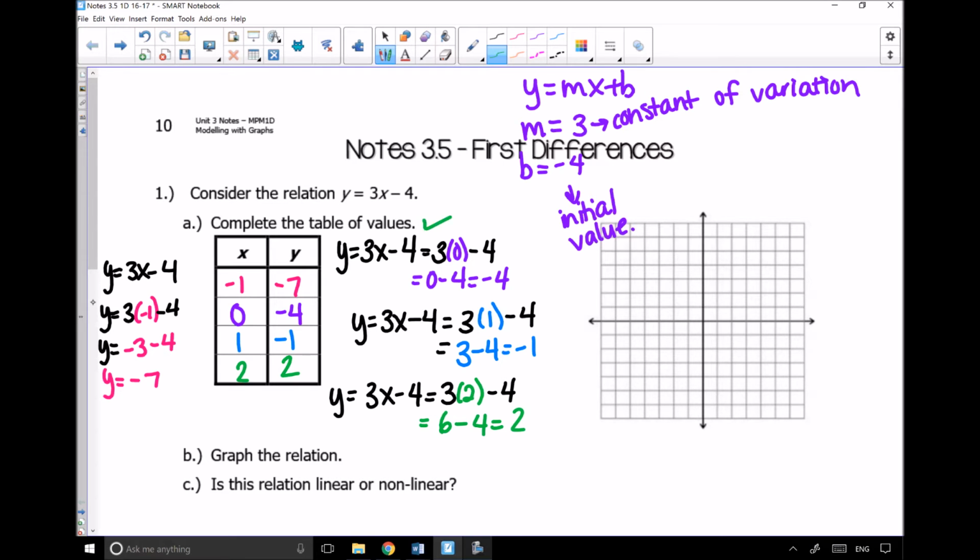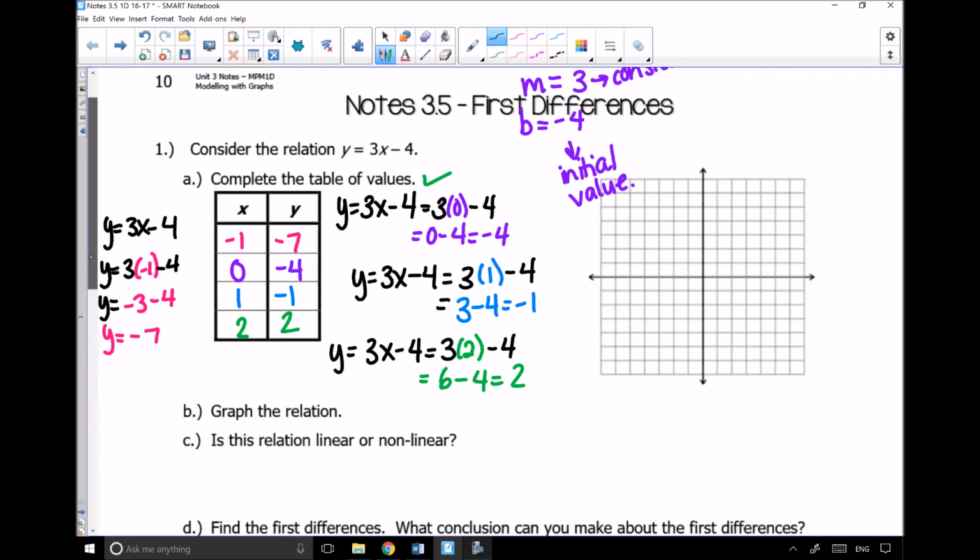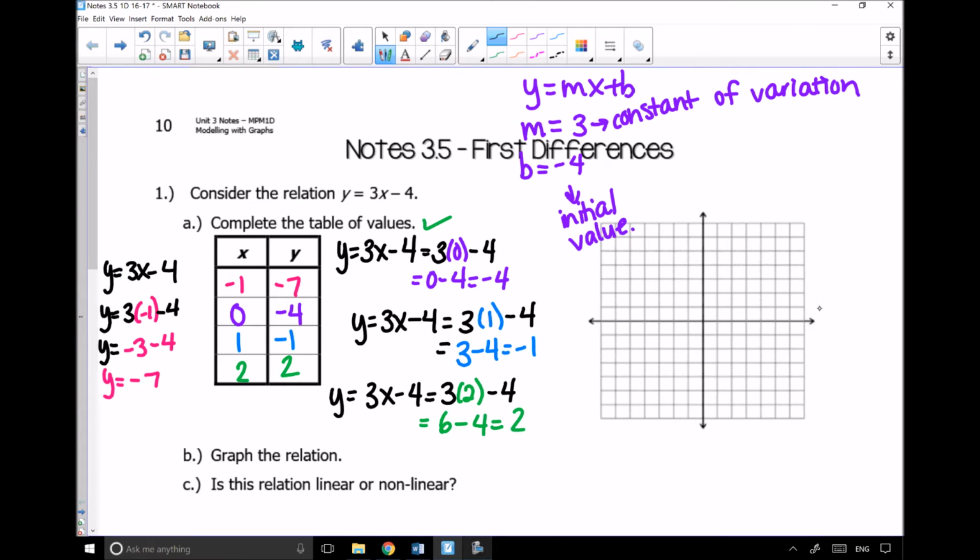Now question B says to graph the relation. In order to graph this relation, I need to number my axes. So I'm going to label this x and y. I'm going to put numbers on my axes. So here's 0. I'm just going to put a 2, a 4, and a 6. If you want to number every single one, go for it. You don't have to. It's up to you. Then -2, -4, and -6.